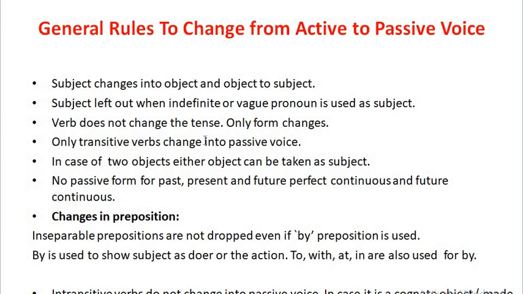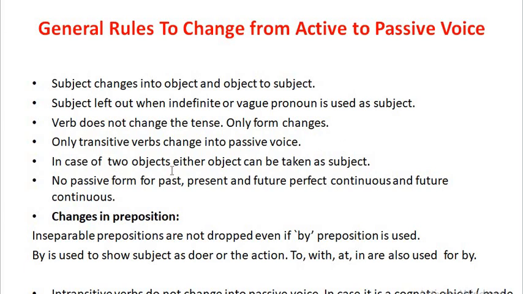The next one is only transitive verbs change into passive voice. There are two types of verbs: transitive verbs and intransitive verbs. In transitive verbs, the action passes over to someone. So Ram helps Hari. When you say that, the action help passes over from Ram to Hari. But when you say Ram smiles, now this smile is an intransitive verb because the action doesn't pass over to someone else. So you have to remember that only transitive verbs change into passive voice, not intransitive verbs.